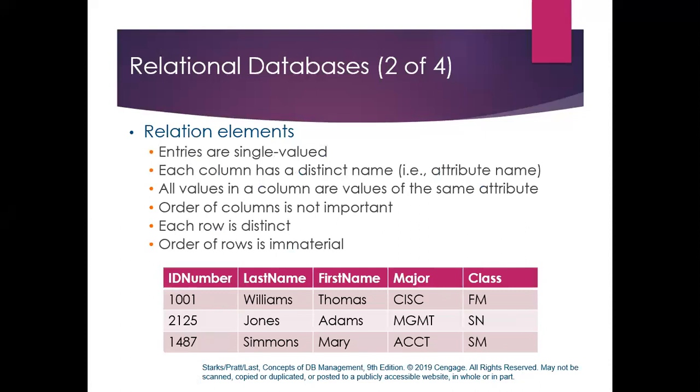Each row is distinct. So if you look at a row, the entirety of a row from the first field all the way to the last, this row right here is distinct. In other words, the row which contains the record about the student with the student ID number 1001 is different from the row or record for the student with ID number 2125. So when you take a look at a row in its entirety, it is distinct, different from any other record.